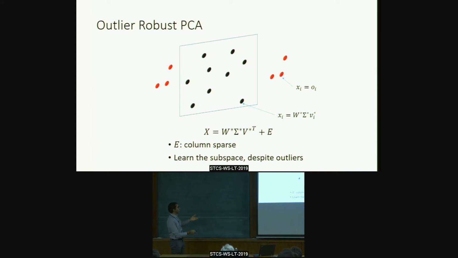When you write this problem mathematically, you have this data matrix X. Each column of this data matrix is your data point. Most of these data points are good. They are coming from, say, a low dimensional subspace, but some of the points are outliers. So your data matrix is a low rank matrix plus a column sparse matrix. And now your goal is, given this data matrix only, can you find out this optimal subspace W star?